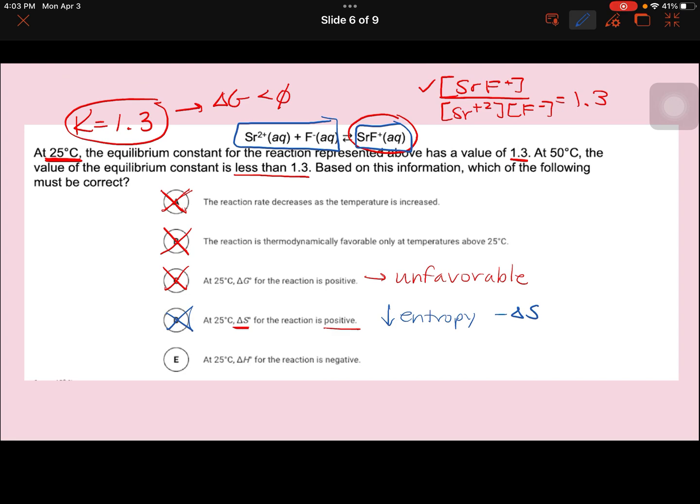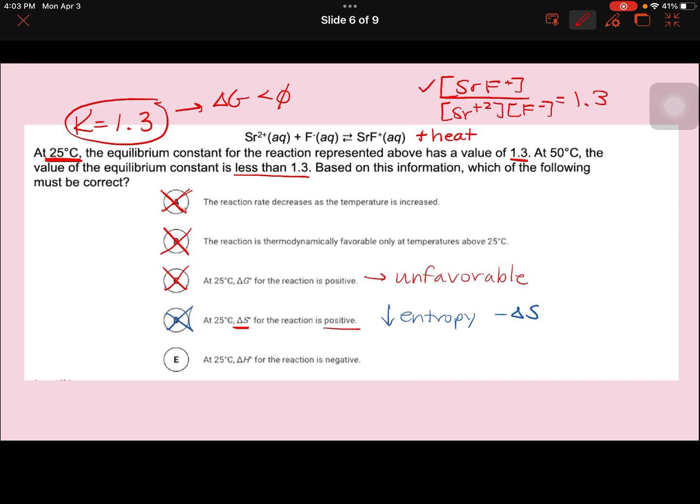But I want to look at why choice E works. Let me erase some of these markings. At 25 degrees Celsius, delta H for the reaction is negative. So that means this is saying an exothermic process. So that means I'm going to put the heat on the right-hand side.